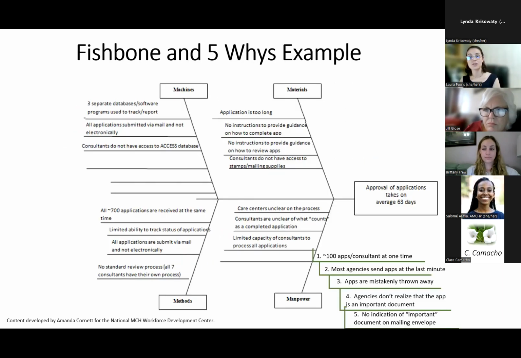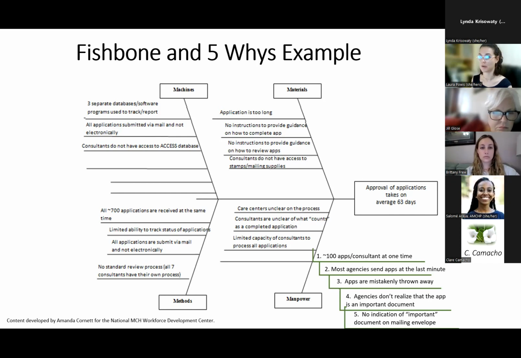So this last piece here, this is our root cause. We've identified that this is what we're thinking is the reason that there's limited capacity of consultants. And if we address this root cause, then the other factors on our chain, on our process here, are also going to be improved.